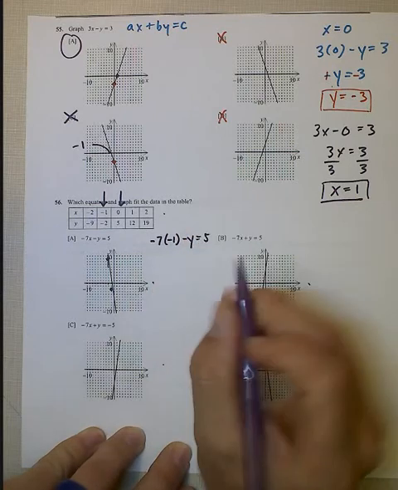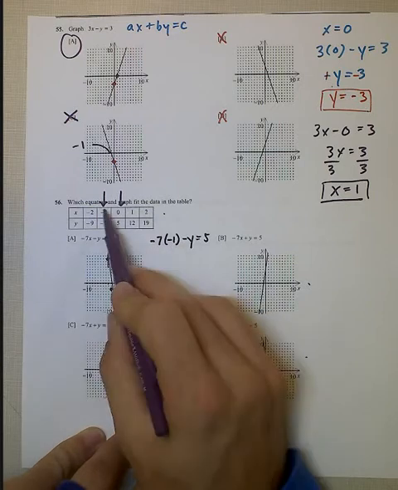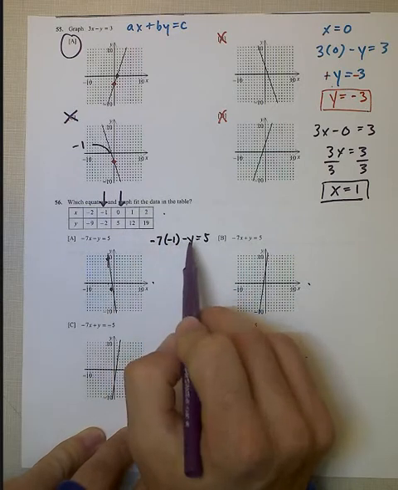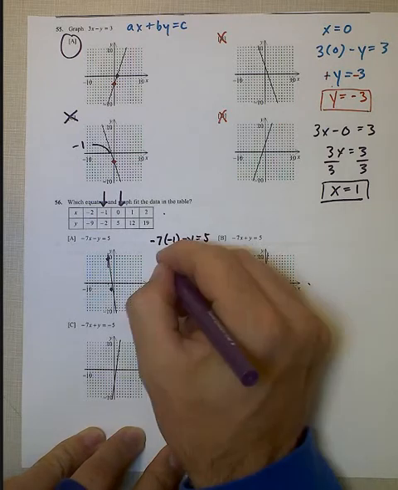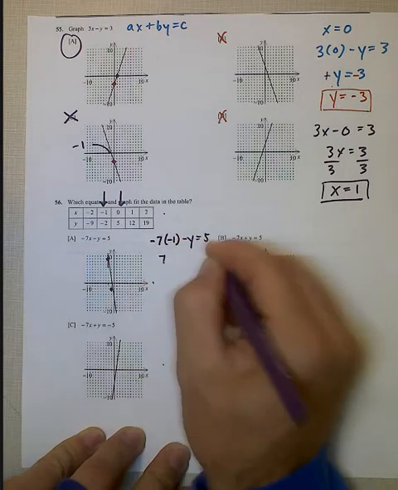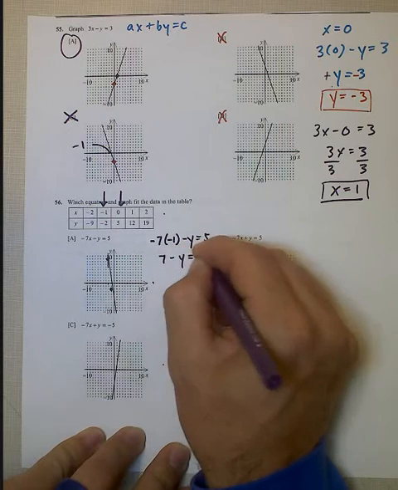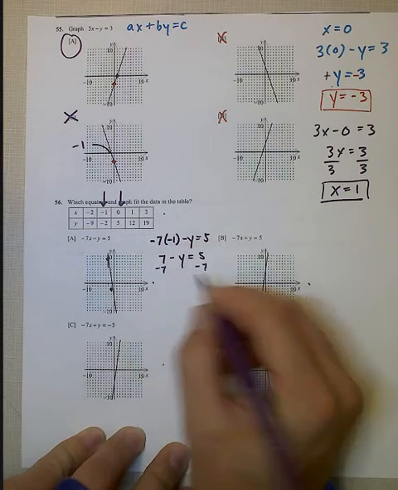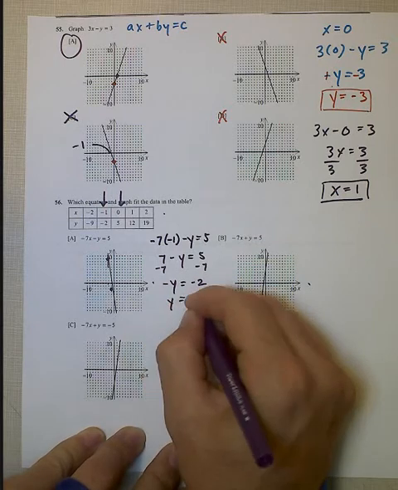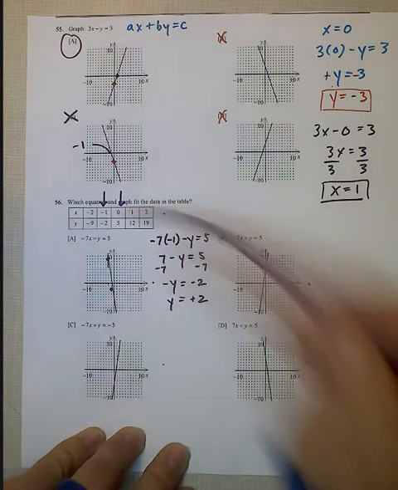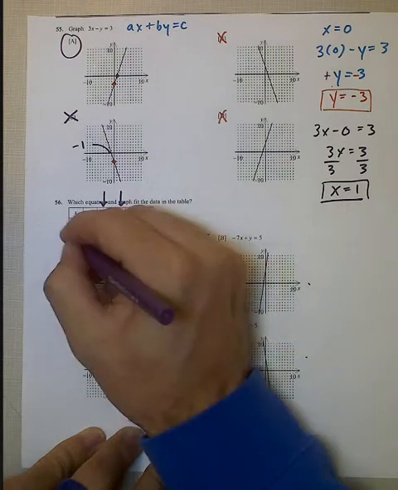So I just plugged in my negative 1 for my x value, and I want to see, will my y end up being a negative 2, because that's a good fit. Negative 7 minus y is equal to 5. Subtract the 7. Negative y is equal to negative 2. Y is equal to positive 2. That's not the result I have here. I want a negative 2, so that doesn't fit.